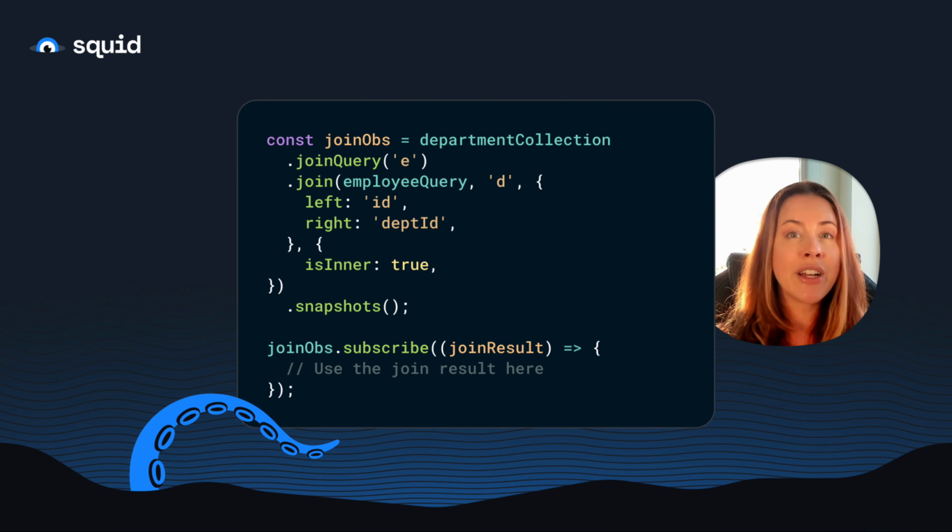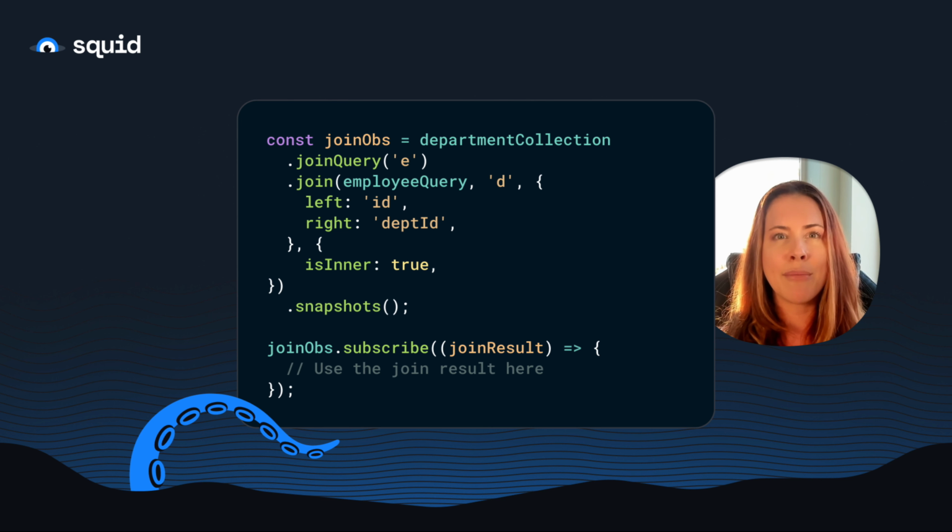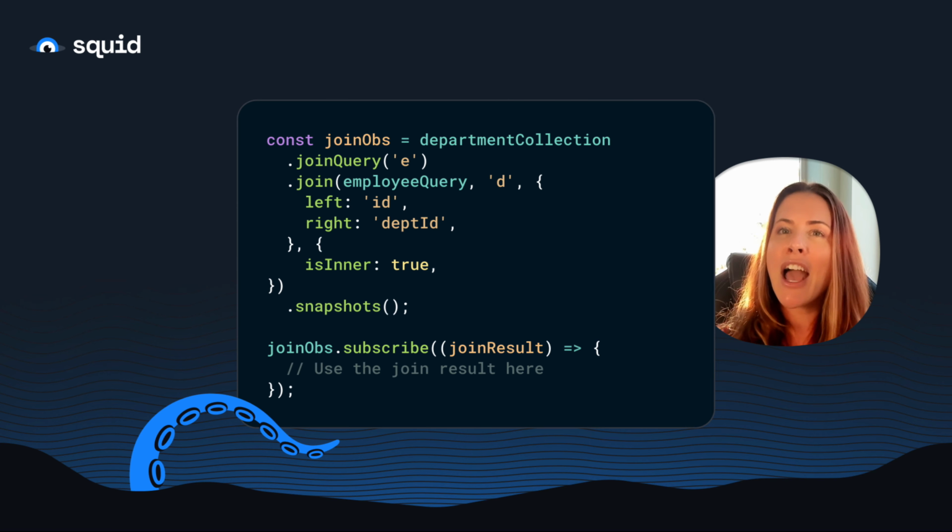If you don't want to return empty results, you can add the isInner attribute to an object as the join method's fourth parameter. The function then looks like this. Now the accounting and social media departments will not be returned at all.